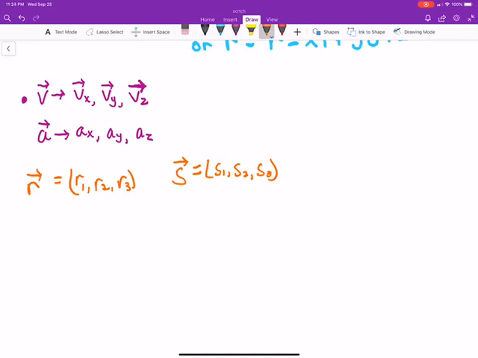Now, if we have those vectors and we want to add vector r plus vector s, well, it's pretty straightforward. It's just adding the like components. And there you go. You just have to add your x components, your y components, and your z components. So pretty straightforward there.